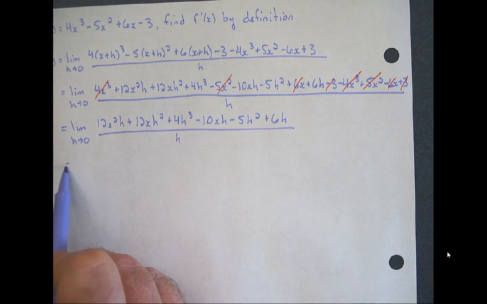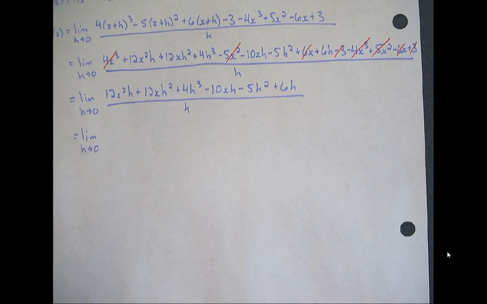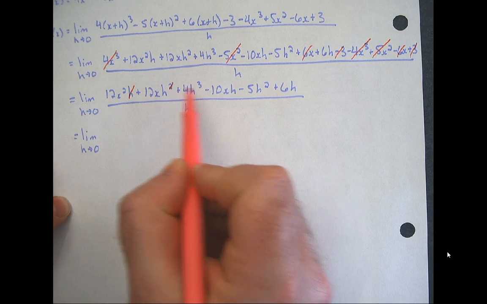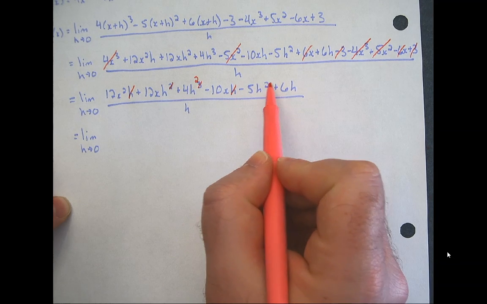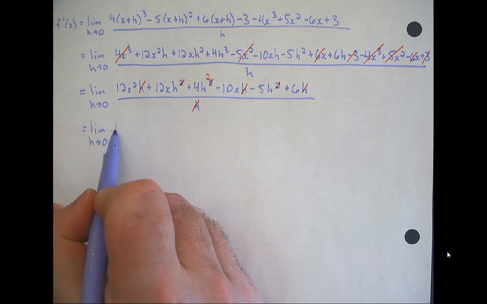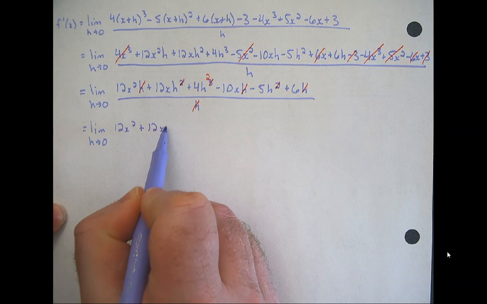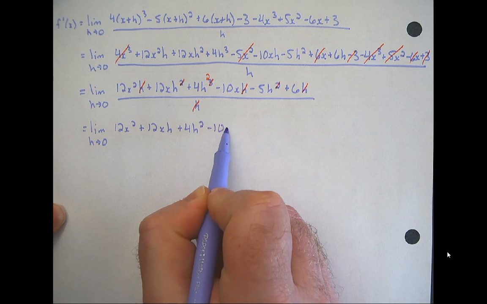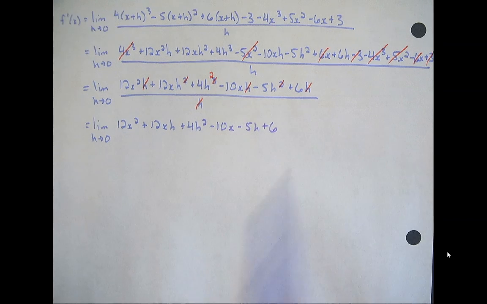All over h. I can't plug in 0 for h yet, so I've got to go one line down. But everything here should have an h, so I should be able to kill an h from everything. There's 1, there's 1. Ooh, there's 1, but that's going to leave me with 2, so we've got to keep track of that. That's 1, that's 1, that's 1 for this one. So I now have 12x squared plus 12xh plus 4h squared minus 10x minus 5h plus 6.